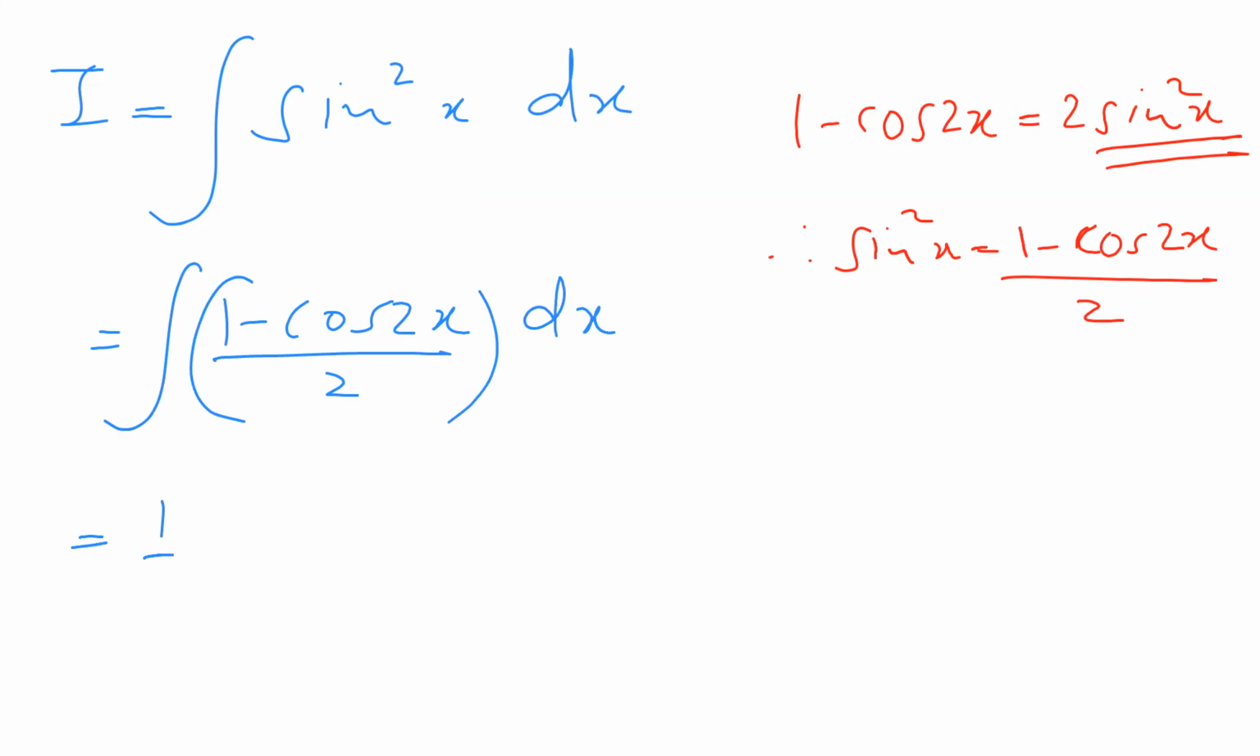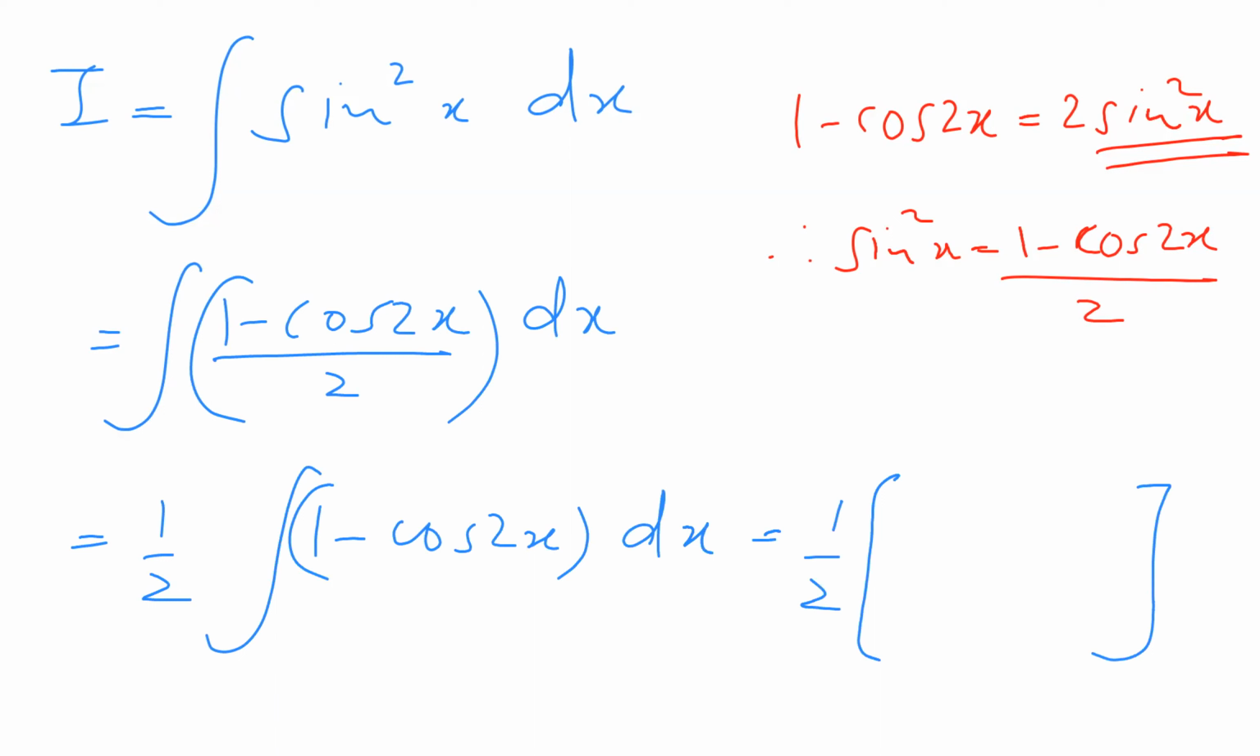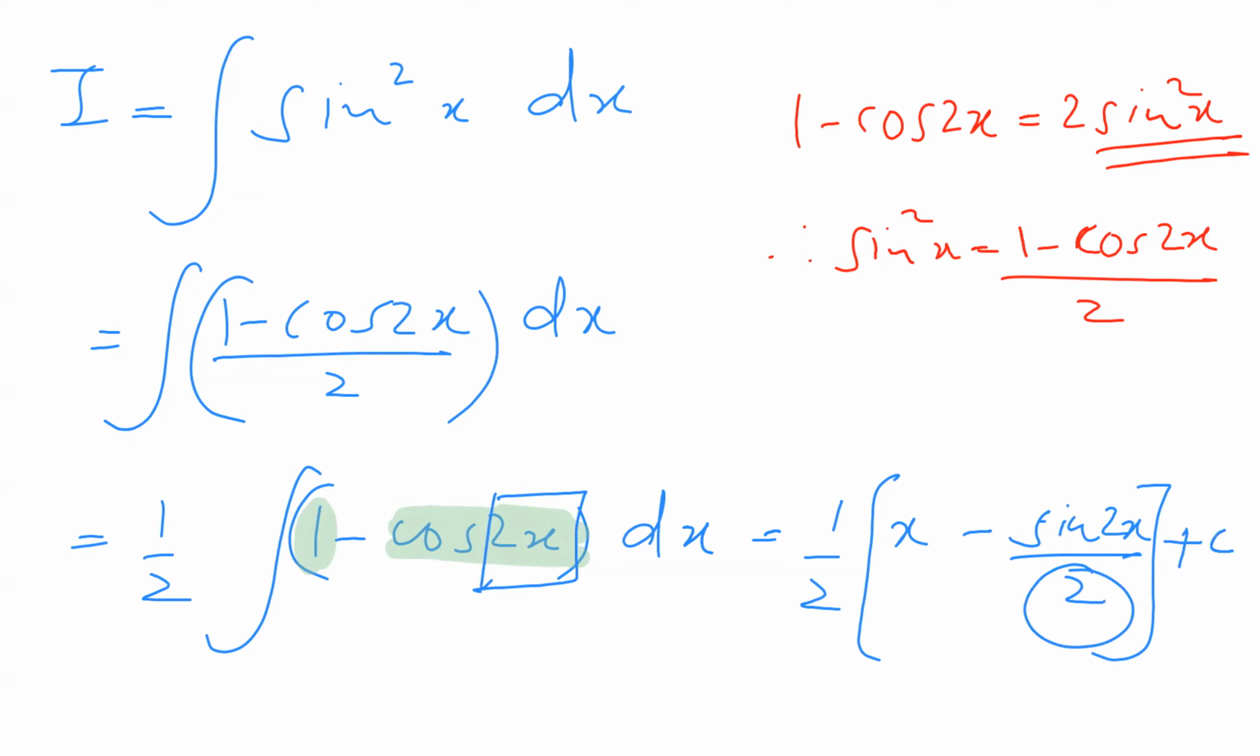Take the 2 outside. Integration of 1 minus cos 2x. Individual integration. Integration of this 1 is x, and integration of cos 2x is sine 2x upon 2. Why upon 2? Because we'll derive it with 2x down in the denominator. This being an integration chapter. Plus c. Then you can multiply this half within the bracket.